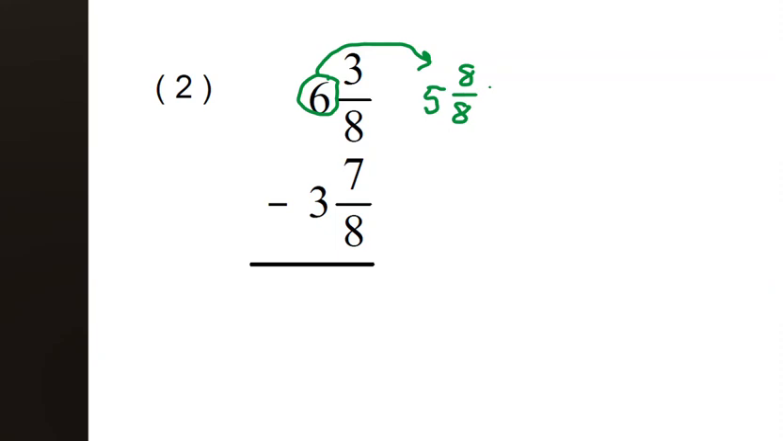Plus, we have to add on this 3/8. Okay? And that equals, let's see, 8 plus 3 is 11/8. But don't forget about this 5 right here. Okay, so it's really the same thing as 5 and 11/8. Now I can subtract my 3 and 7/8. Okay, 11 take away 7, I think it's 4. Is that right?